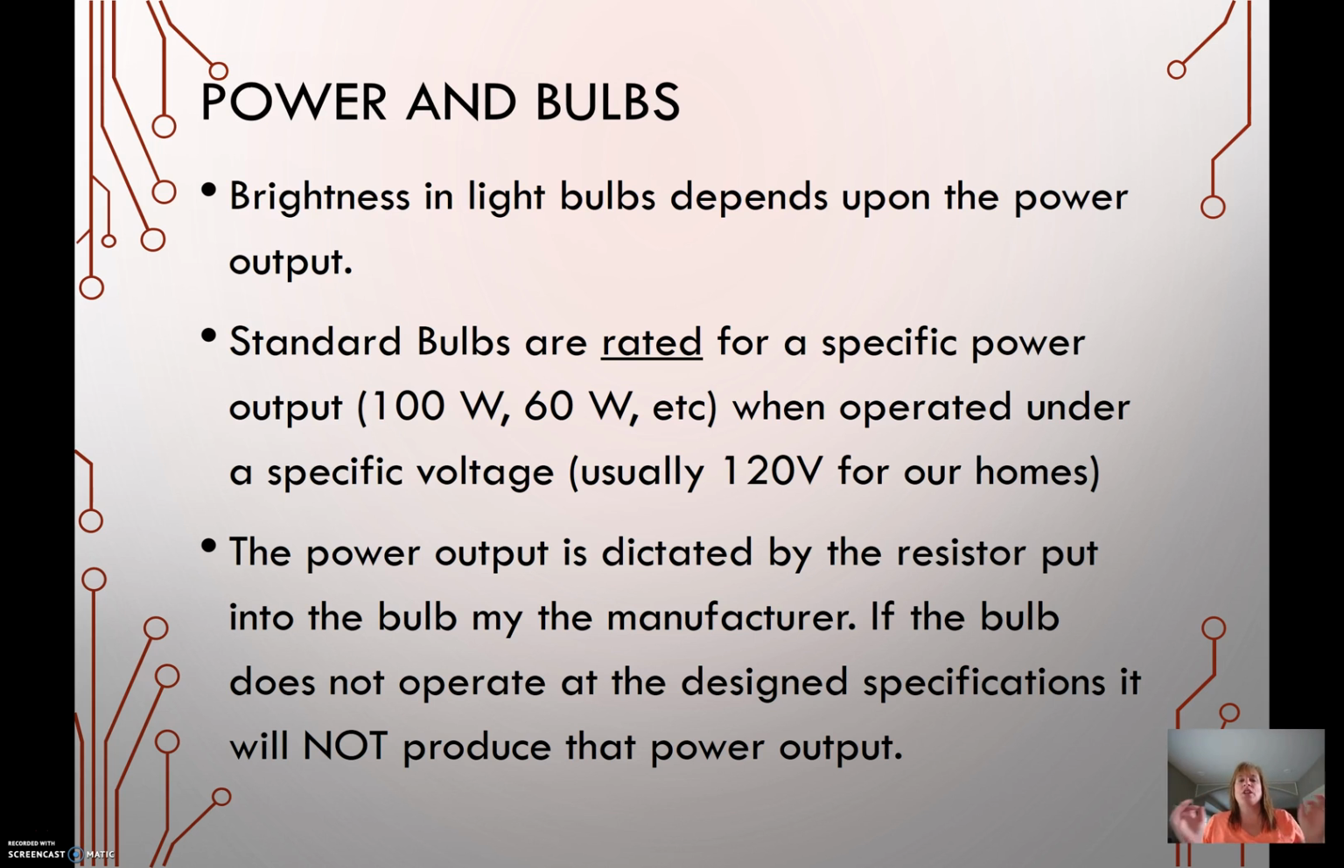So all the manufacturer can do is put a specific resistor in a bulb. So if I wanted this to be a 60 watt bulb for 120 volts, we could use V squared over R. I could take the power, say that's 60, divide by my V squared, 120 squared, and I would determine what resistor to put in this bulb. But that's all I can do. So I can go to my shelf and pull a resistor off and put it in my bulb and then sell it to you. But if the bulb doesn't operate under the designated specifications, that 120 volts, you are not going to get 60 watts.